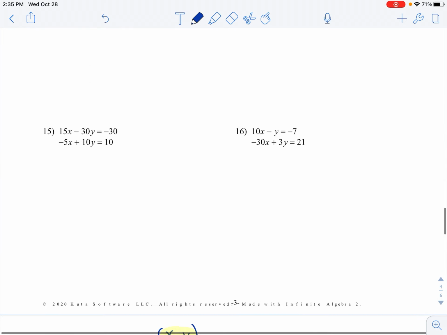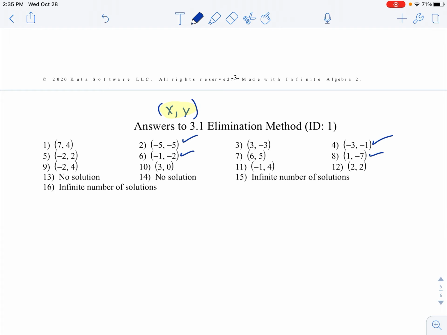Check number 8. And there it is, 1, negative 7. All right, let's keep trucking.